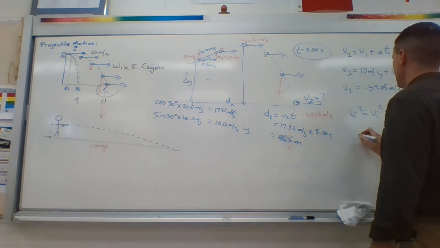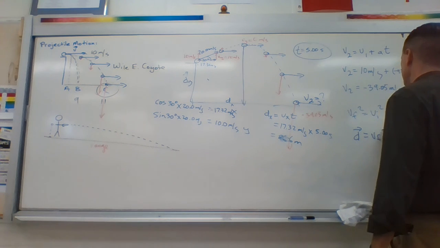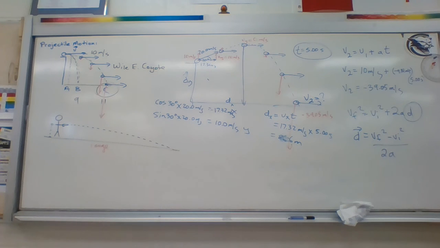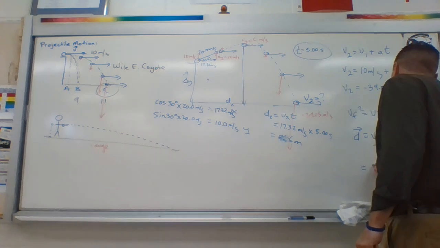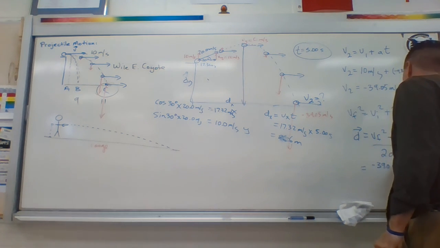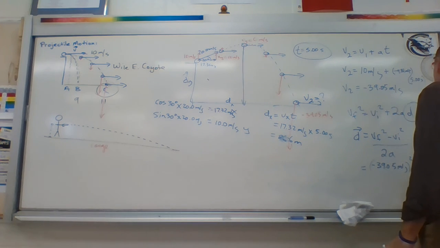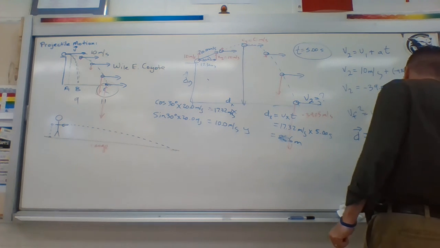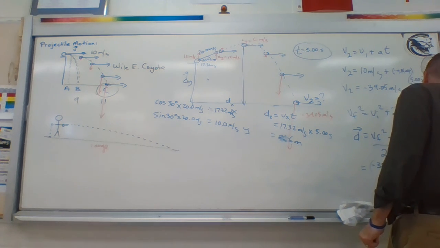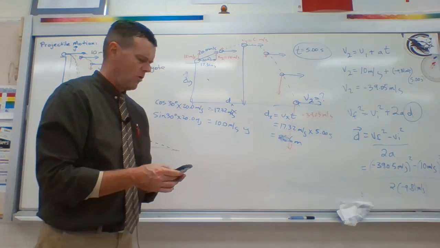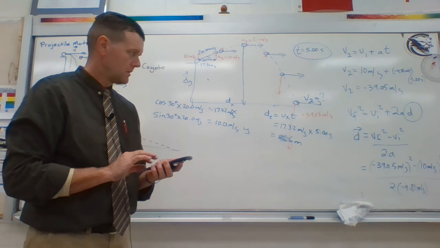I would rearrange this first. Some of you guys like to put in the numbers first. You could do that if you want, but I like to rearrange it. I've got to solve for d, so I subtract vi squared and divide it by 2a. It looks like this. Now substitute in my numbers. Negative 39.05 squared minus 10 squared all over 2 times negative 9.81. And I'm hoping this gives me a negative number when I'm done.